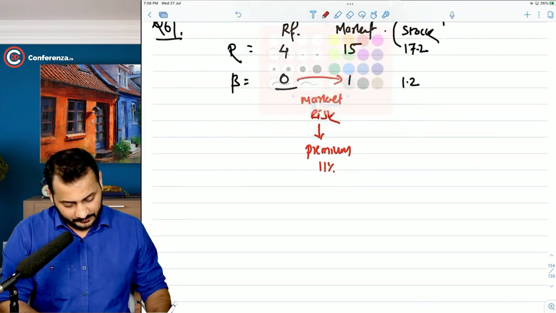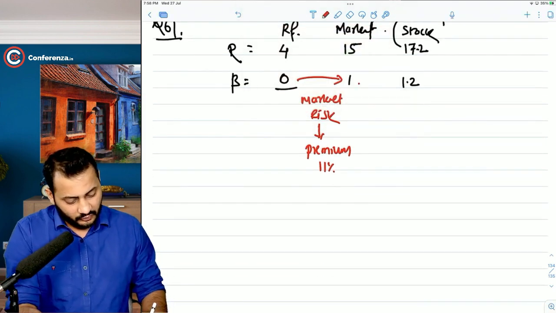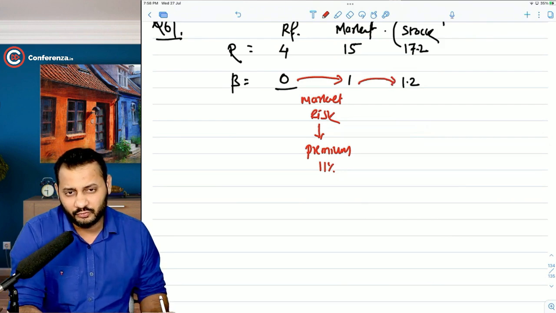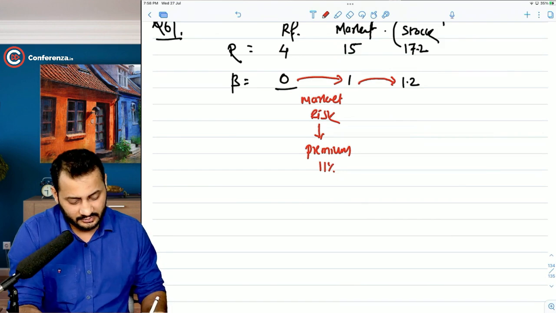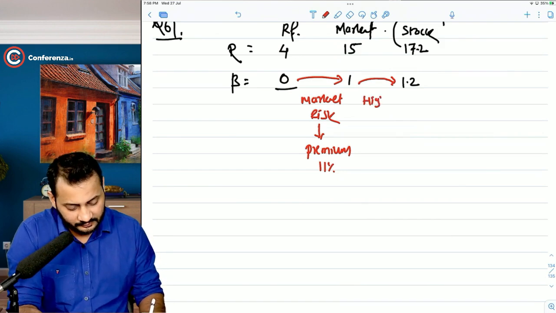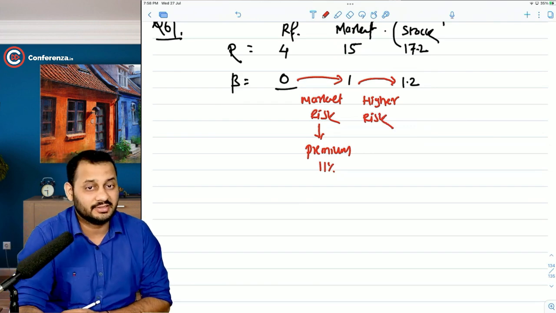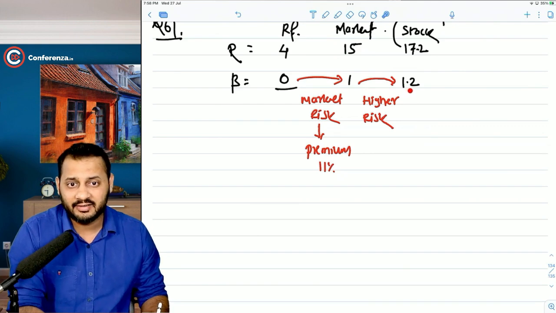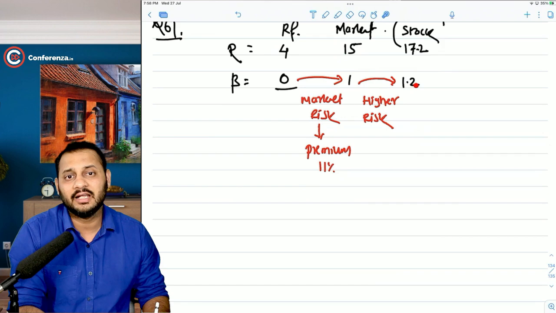So tell me one thing. What will you call it when you go from 1 to 1.2? What will you call that risk? Can I call it higher risk? The thing that is asked in the question. Yes, this is the higher risk. This is not the total risk. This is the higher risk. 1.2 is a higher risk than the market. There is a risk, but it is higher than the market.